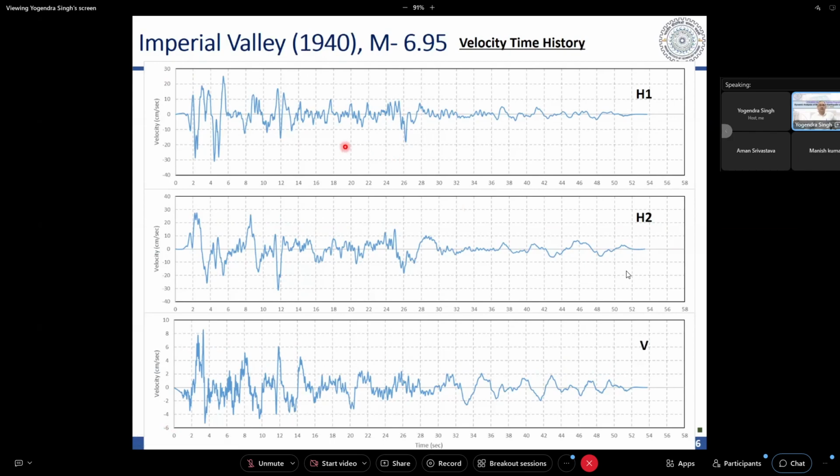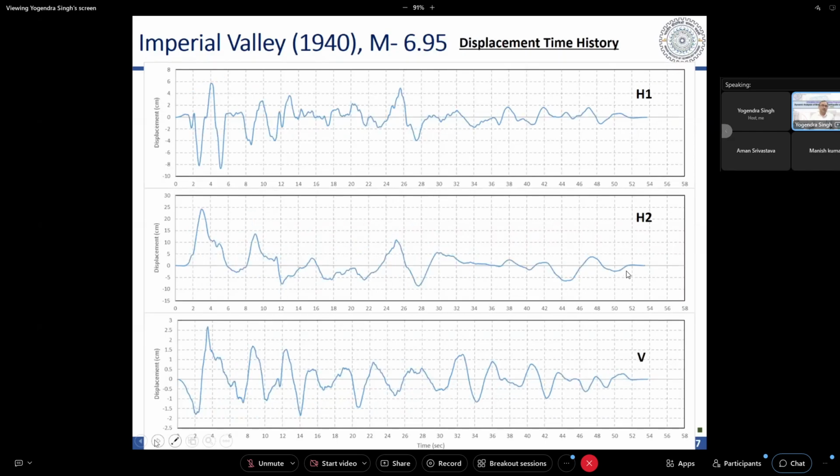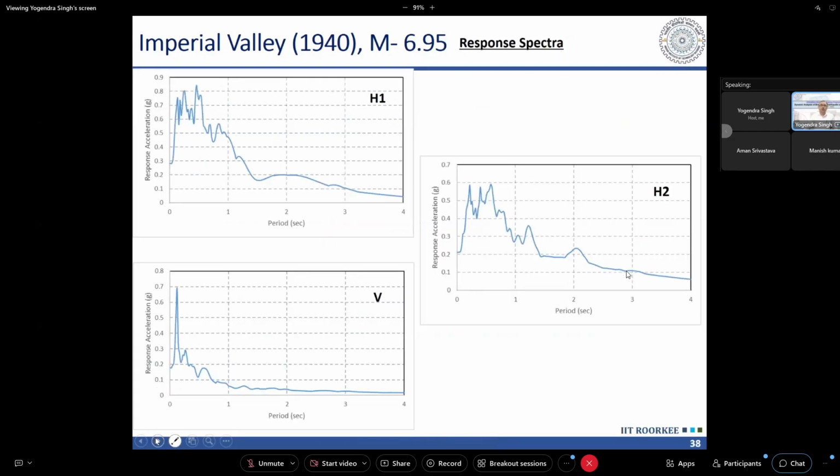Okay, the same is true for velocity. If we look at the velocity records, these are the typical velocity records of the same ground motion, and you can see the same is applicable here also, as well as in displacement. All these parameters are uncorrelated.